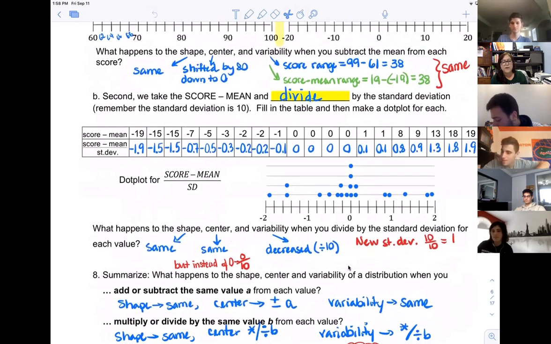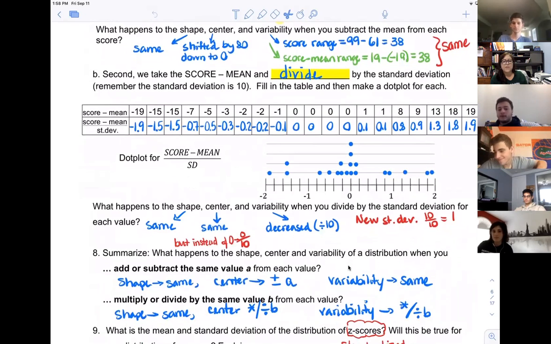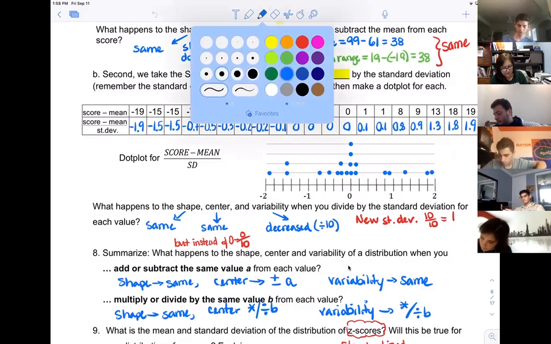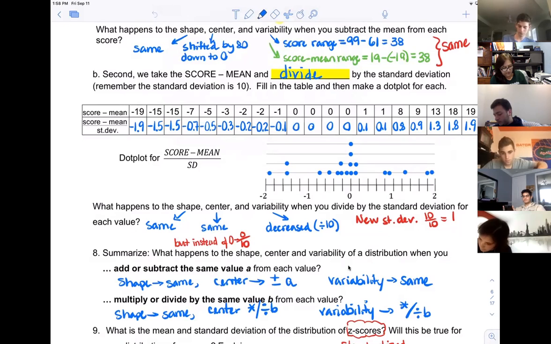Anyhow, what's the punchline? The punchline is number 8, where we've summarized what happens. When we add or subtract the same value that we called A to each number in our data set, what ends up happening is the shape stays the same. The center gets shifted by the value of A, the number that we added or subtracted, and the variability stays the same because the distance between the points does not change.